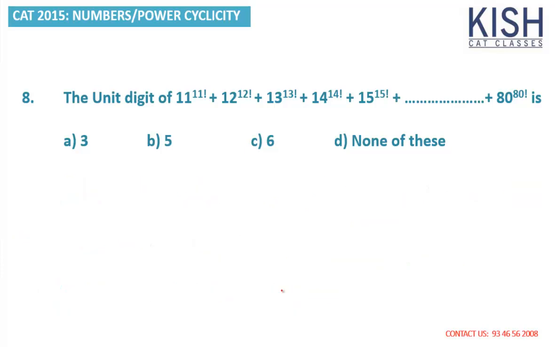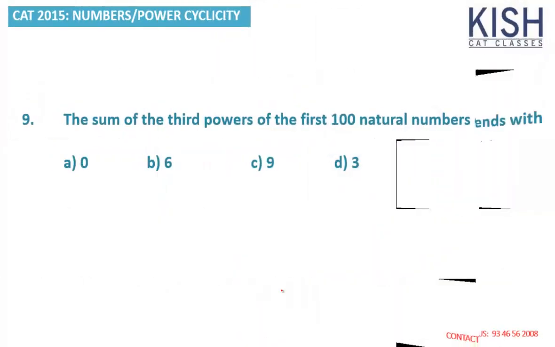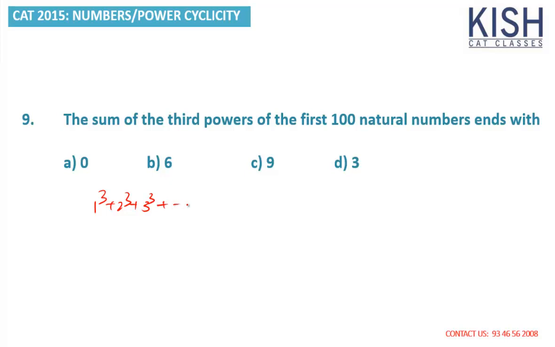Let's move to question number 9. The sum of the third powers of the first 100 natural numbers ends with. Should we solve this question? This question is like 1 cube plus 2 cube plus 3 cube and so on up to 98 cube plus 99 cube plus 100 cube.